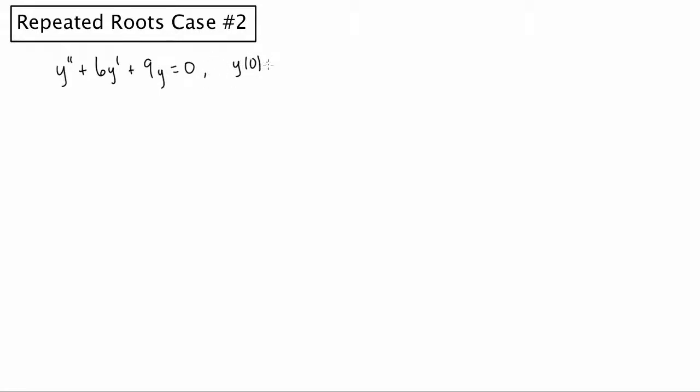So this can be y of 0 equal to 1, y prime of 0 equals 0 for the initial conditions. The characteristic equation here is r squared plus 6r plus 9 equal to 0. And this should be a perfect square. That way we will have repeated roots, since it's supposed to be the repeated roots case. And indeed it is. We get the root negative 3, and it is repeated twice.